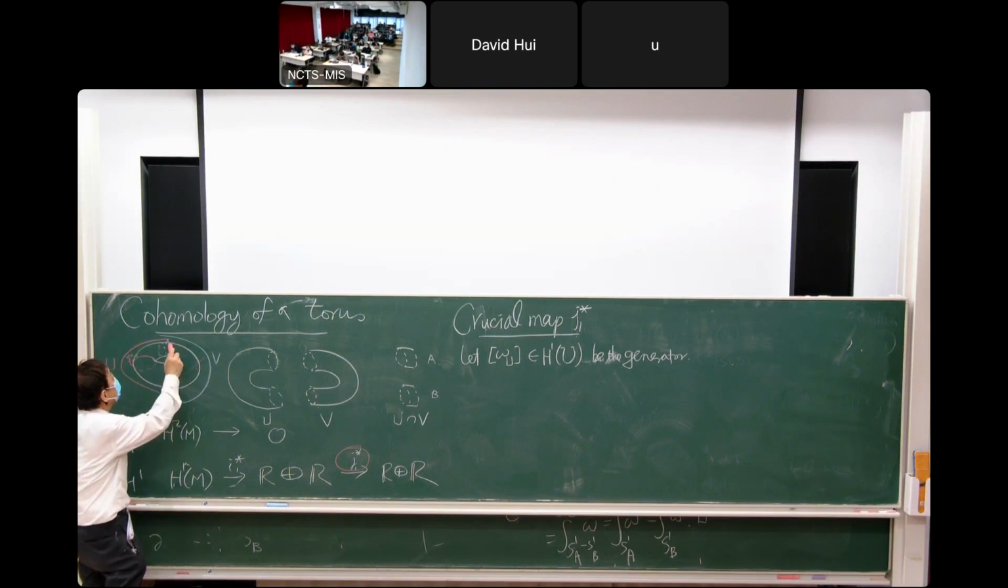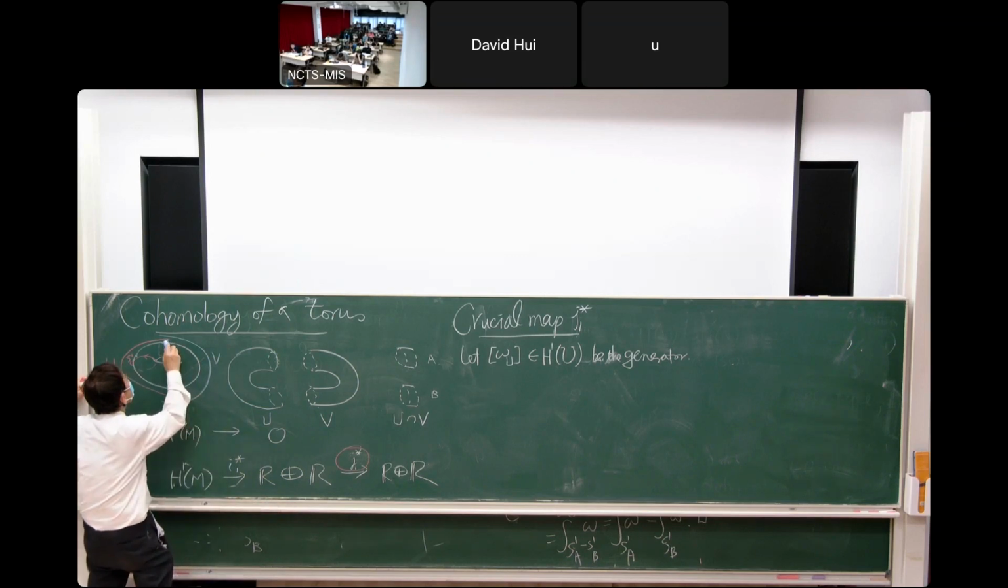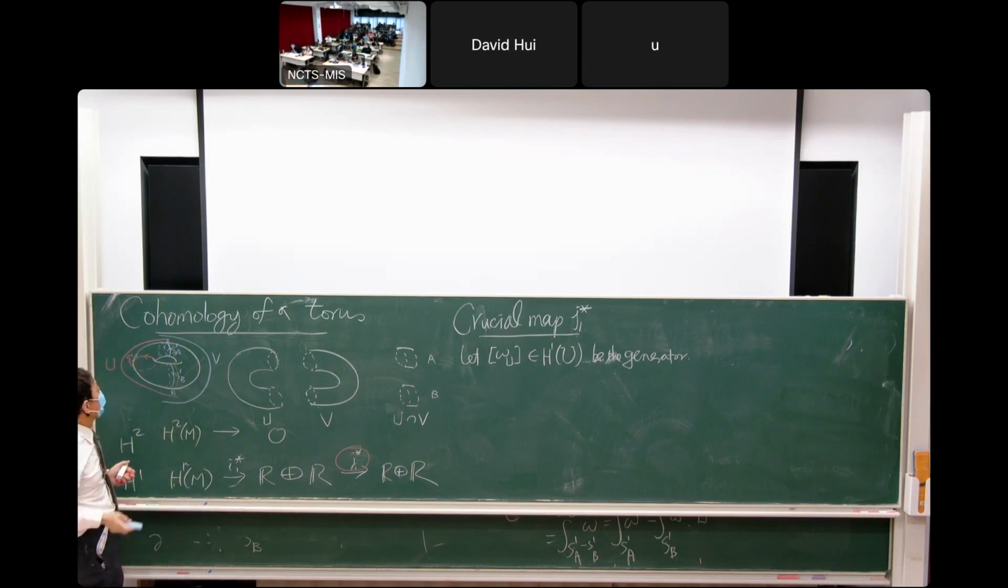And let's orient them, say this. And then here, this circle is S1A, and this one is S1B, and we orient them consistently, okay? Like that. Okay, so here is a cylinder. S1A and S1U are the boundaries of that cylinder.